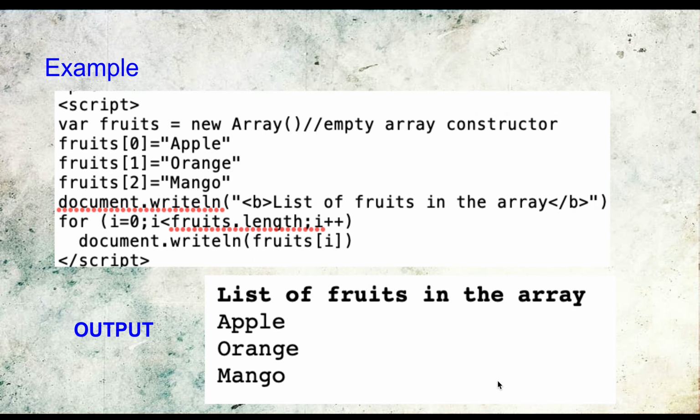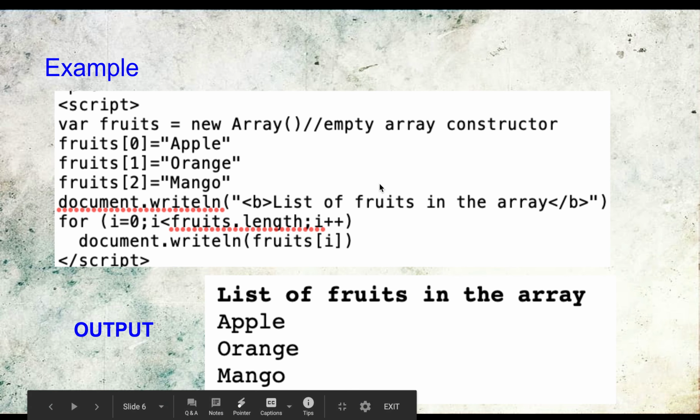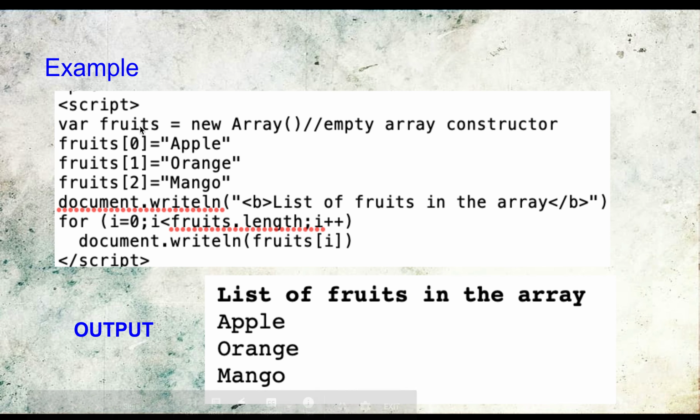This is an example code for creating an array using constructor, where fruits is equal to new Array, an empty array constructor, and elements are added into this array using the array indexes. First element of an array has the index 0, and the next element will be 1, the next it will be 2, and so on. Here fruits of 0 is assigned apple, and fruits of 1 is orange, fruits of 2 is mango, and you can print it using a for loop.